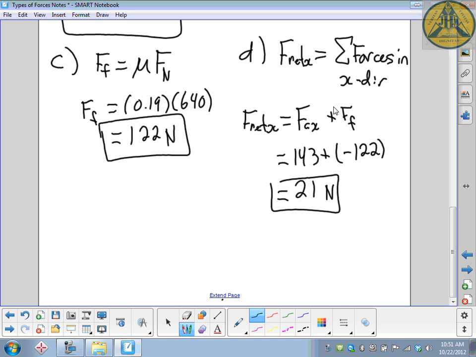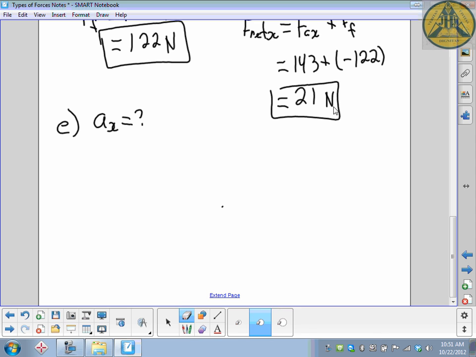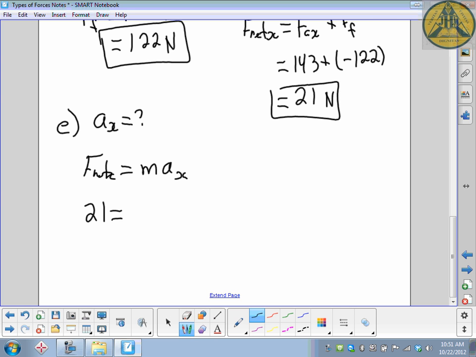And finally, down at the bottom, E asks us to calculate the acceleration. And this is only going to accelerate in the x direction because the net force vertically is 0. So our net force is also equal to mass times the acceleration in that same direction. Newton's second law, 21 equals 55 ax. Divide both sides by 55 and you get 0.38 meters per second squared is the acceleration in the x direction.